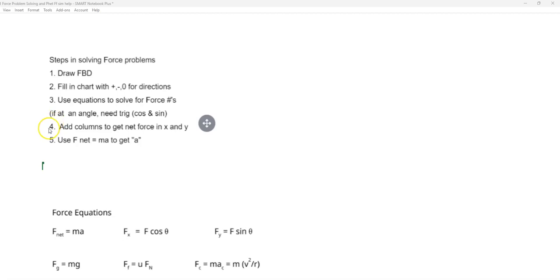And then it's a pretty simple process where you just add the columns together to get the net force in the x direction and the y direction. So x direction horizontal, y direction vertical. And then if you need to, you're going to use the net force is equal to ma to solve for the acceleration of the object. So that's sort of the process that we're going to use, and I'll refer back to this in the examples we're about to do.